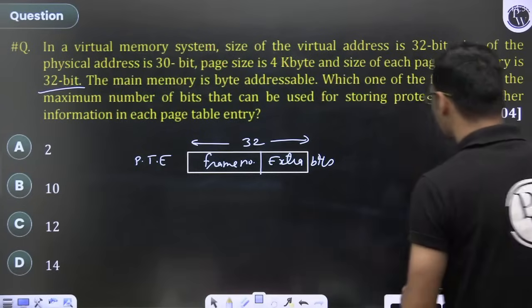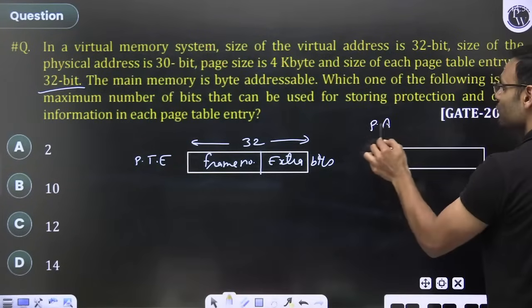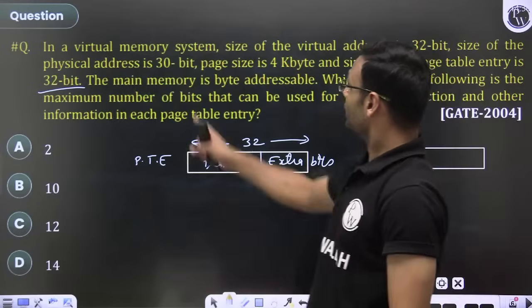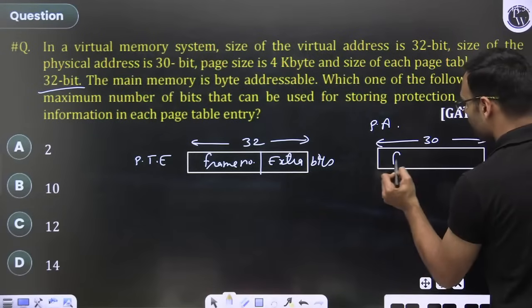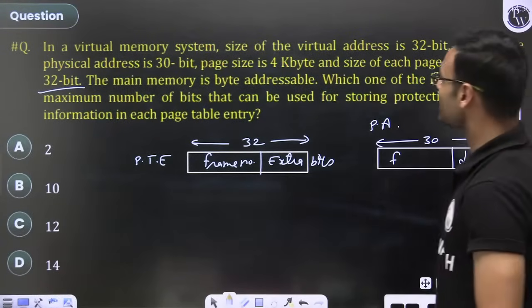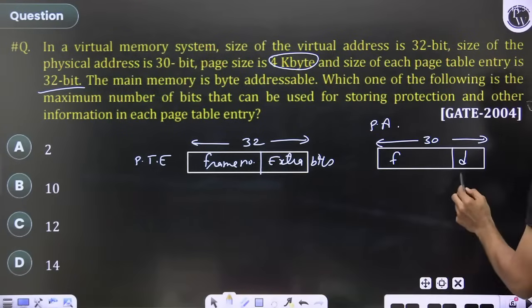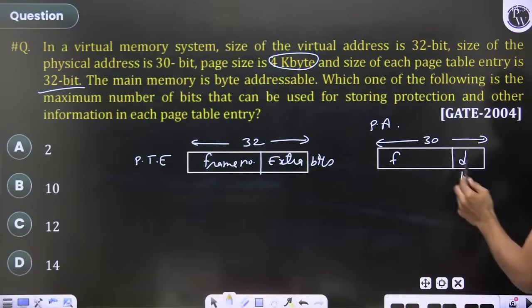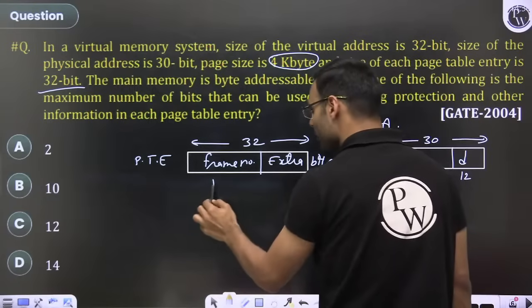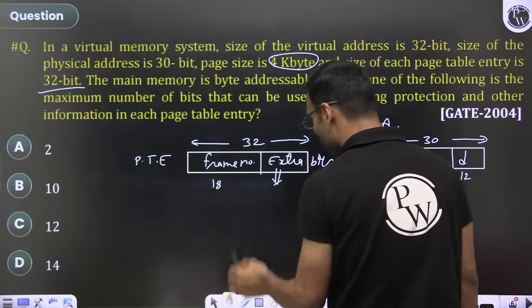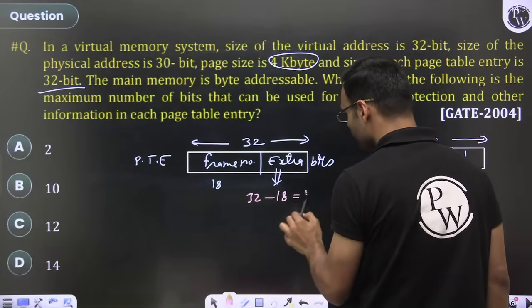So how can I get frame number? Physical address. Physical address, how many bits? Physical address is 30 bits. It is F and D. From page size I'll get D. 4 kilobyte, 2 power 12, 12 bits gone. Among 30, 12 gone here, 18 bits for frame numbering. If 18 bits are remaining for frame numbering, then extra bits, how many? 32 minus 18, answer is 14.